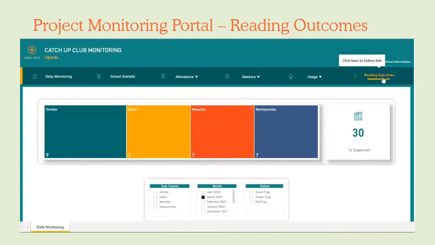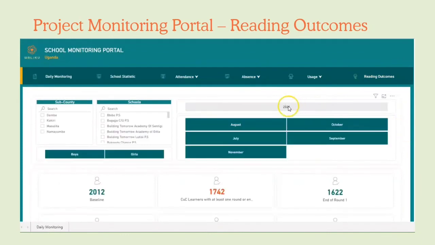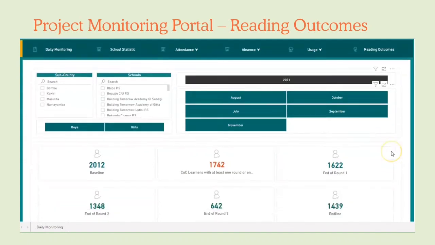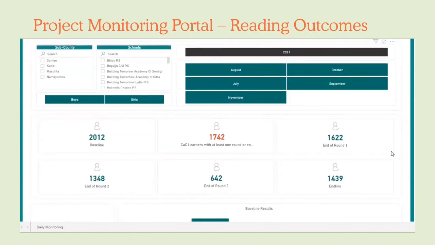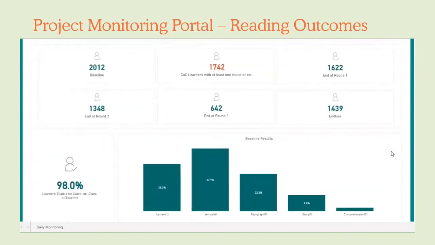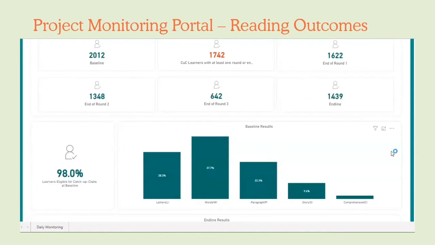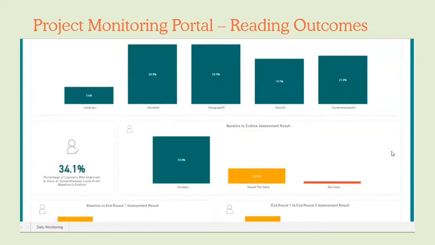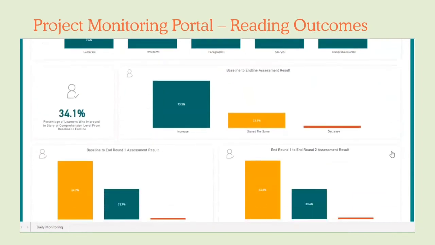Lastly is the Reading Outcomes tab. This tab shows us the results of the reading assessment for the entire academic cycle from baseline to endline, and the change in reading level at the end of each round, if there has been any increase, decrease, or no change. The percentage of learners with grade 2 story or comprehension level is also recorded for each assessment.